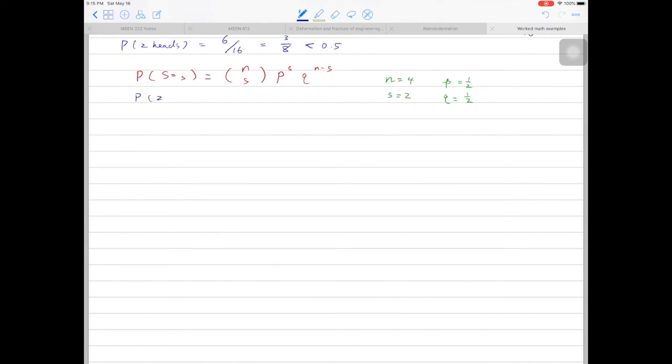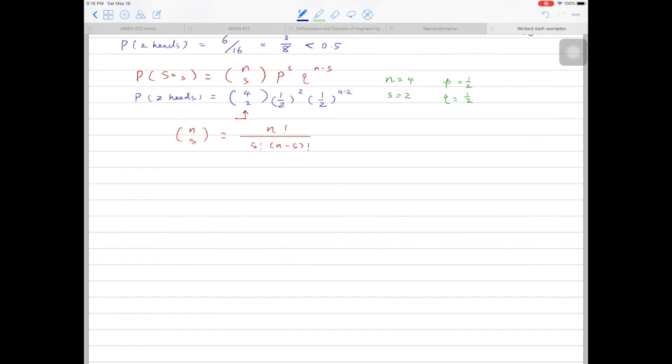The probability of having 2 heads is equal to the combination of 4 and 2, then half to the power 2, half to the power 4 minus 2. There's a formula to expand the combination. If we have n and s, it is written as n factorial over s factorial times n minus s factorial.